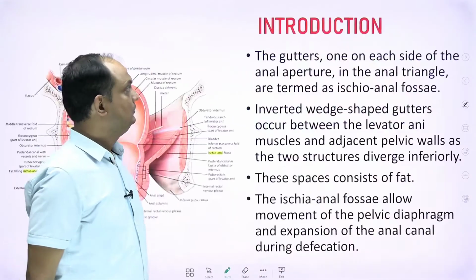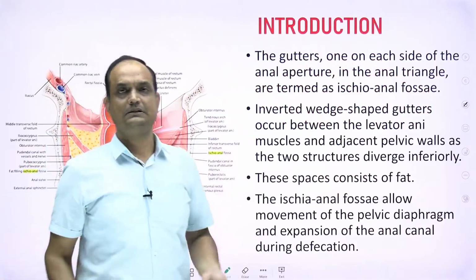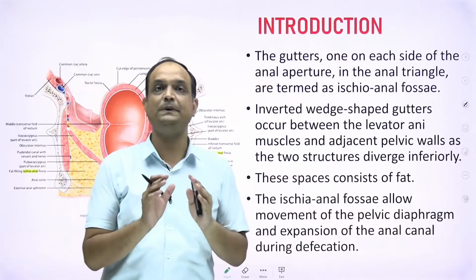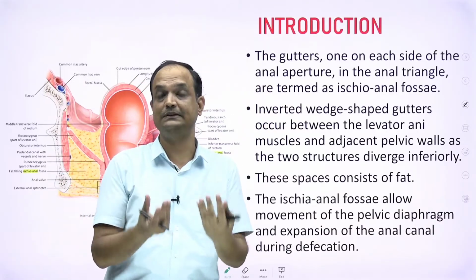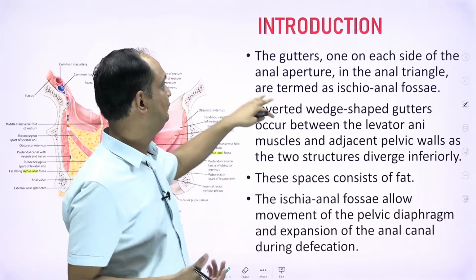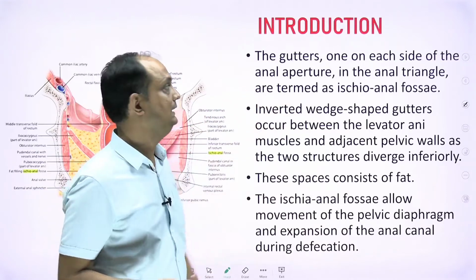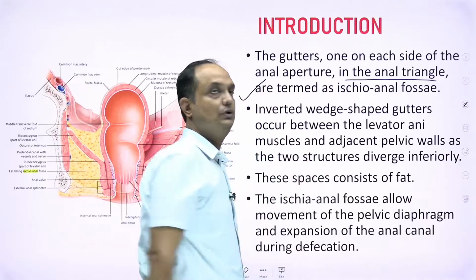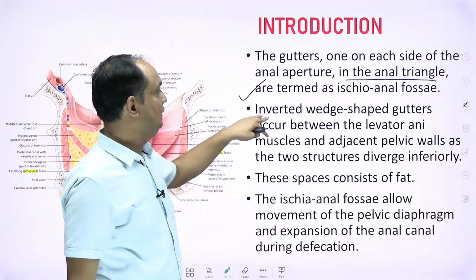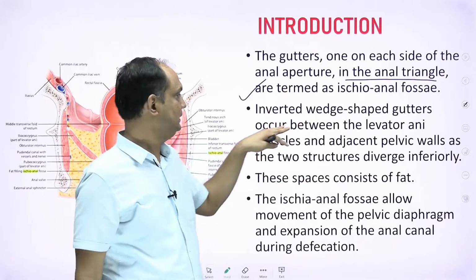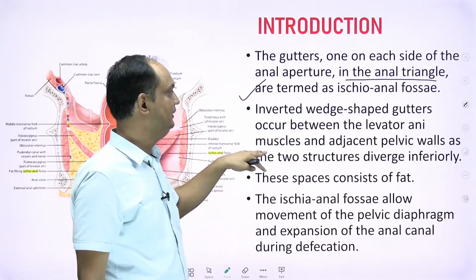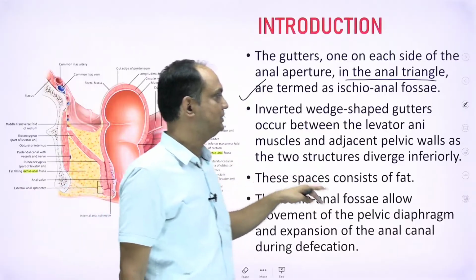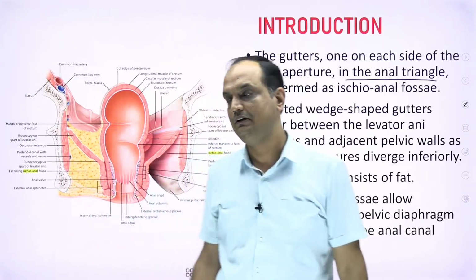Clear? So what is this ischioanal fossa? It is a gutter-shaped space. Gutter-shaped means you have potential spaces on both sides of your anal canal in the anal triangle, and these areas are known as ischioanal fossa. These are inverted wedge-shaped gutters which occur between the levator muscle and the adjacent pelvic wall as the two structures diverge inferiorly. Now what does it mean?